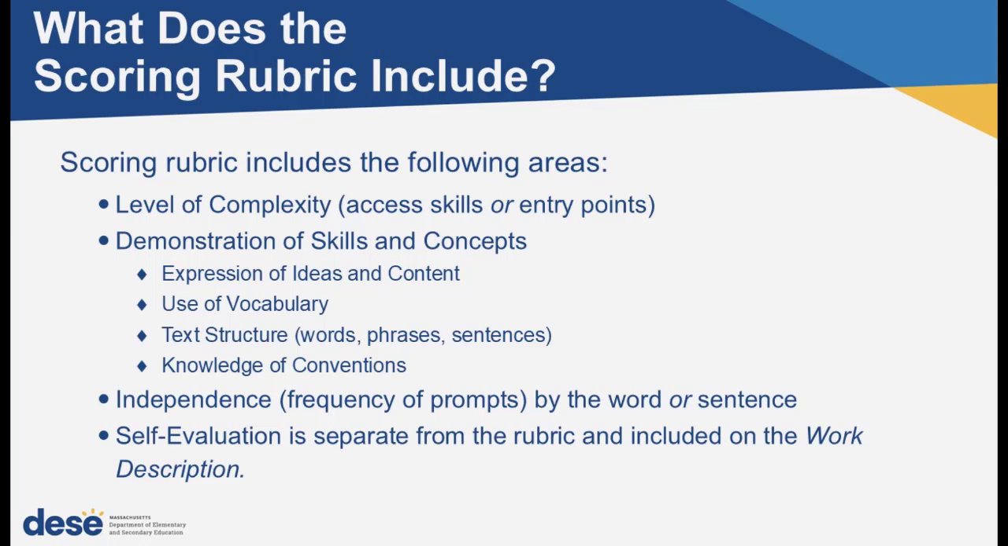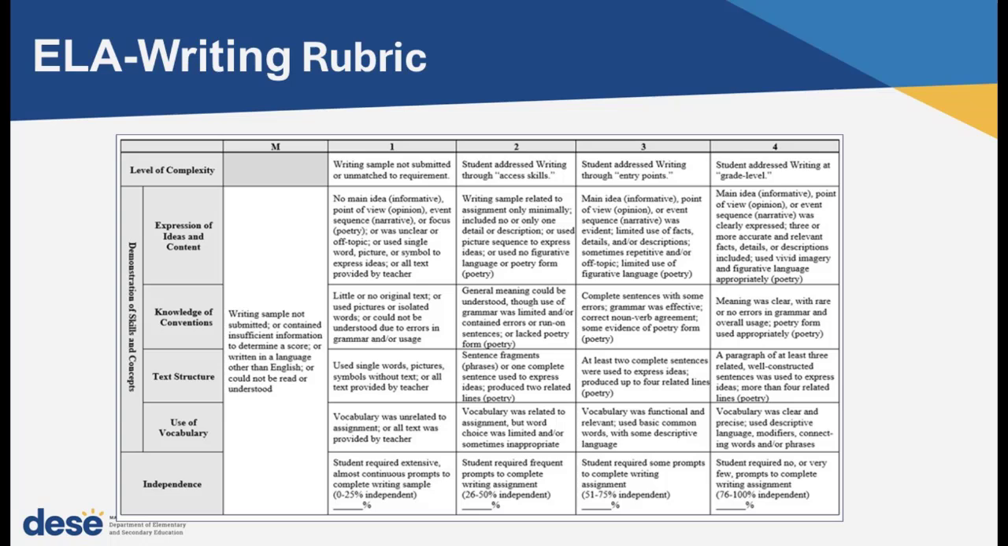Self-evaluation is not on the rubric. It's separate from the rubric. There is room on the work description label that you can say, see attached, or the student chose the topic, or however you want to tell us, or you can give us a separate piece of paper with the self-evaluation. And if you remember, if you came to the core ideas, we have a long list of ways to self-evaluate. So this is what the rubric looks like.